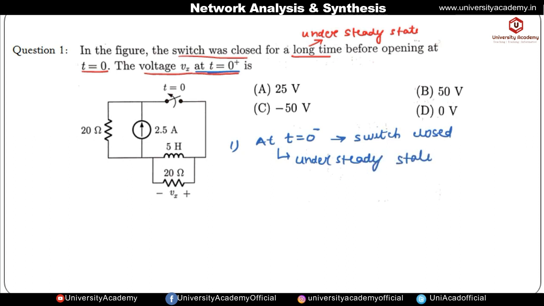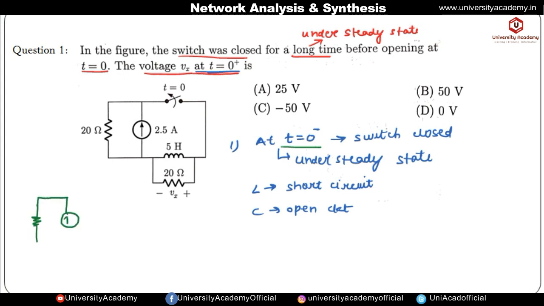So if the circuit is under the steady state, I have told you that under the steady state condition the inductor will behave as a short circuit. Okay, and if a capacitor is present in the circuit then it will behave as an open circuit. So let us draw the circuit for t is equal to 0 negative. Here we have a 20 ohm resistance. Okay, this is a 20 ohm resistance. It is connected in parallel with a current source of value 2.5 ampere.